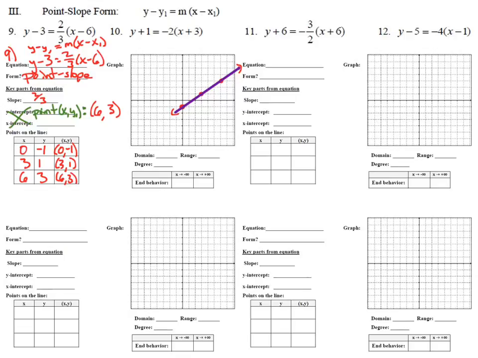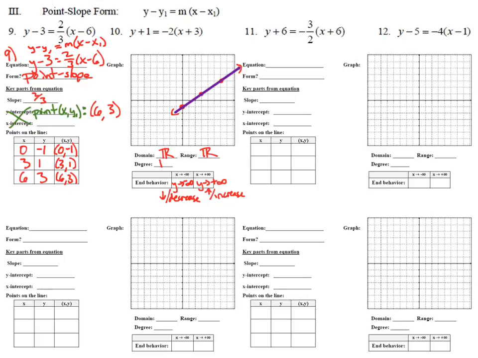Again, just like all of our other linear functions, domain and range are both all real numbers. Degree is 1. And then looking at our graph, we can see the end behavior as x goes to negative infinity, y goes to negative infinity. So going down or decreasing. And then as x goes to positive infinity, so does our y value. And there's a point slope form equation.